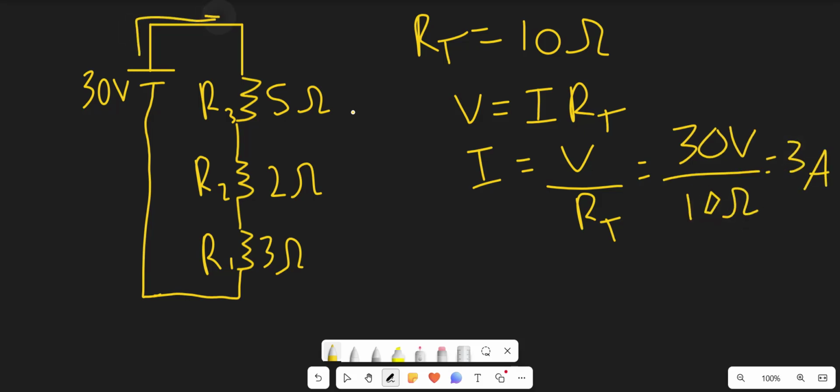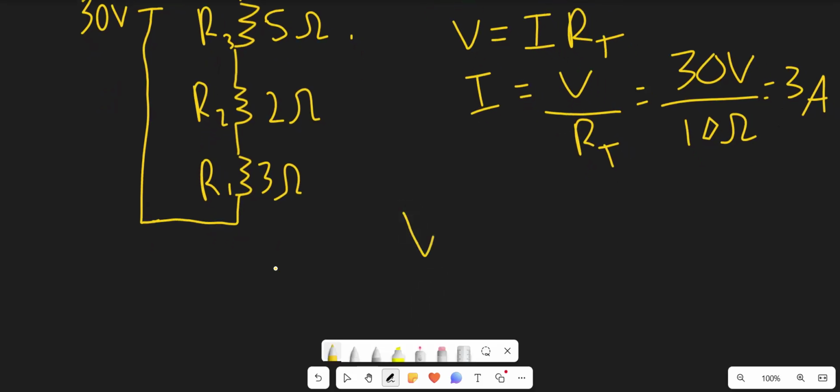So we have 3 amps flowing throughout the circuit, and this current that we found here is going to be constant no matter what point it is at in the circuit. So we just take that current and multiply it by each of these individual resistors to calculate the voltage drop. So here's what I mean.